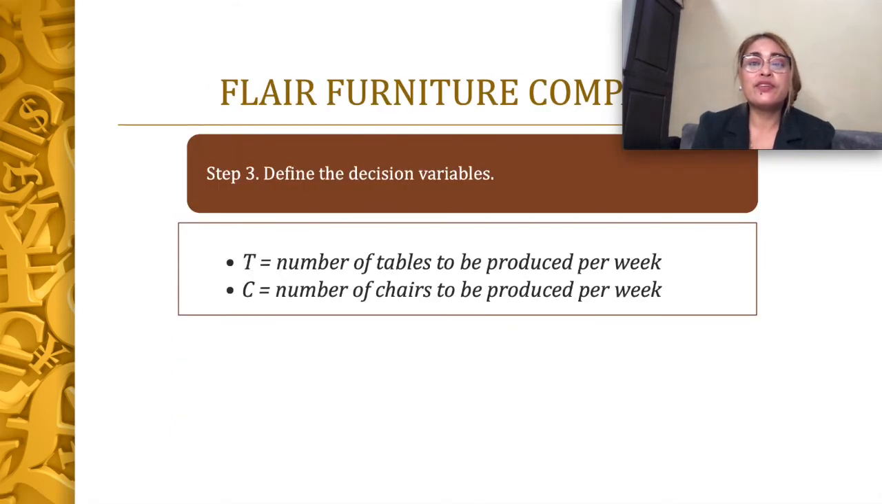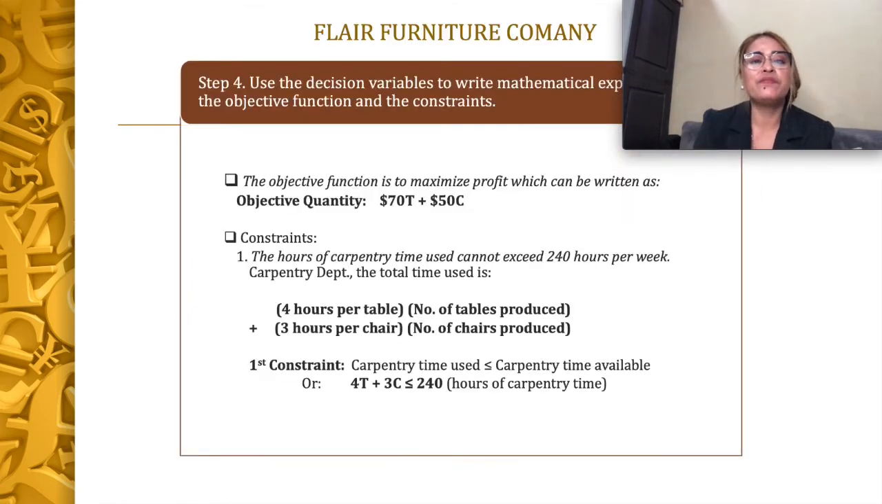Third step is to define the decision variables. Now, these are the quantity of the things we need to determine. We assign a variable for the number of tables to be produced per week. You assign T, and C is equal to the number of chairs to be produced per week. Now, after identifying the variables, we can now use this to write the mathematical expression of the objective function and the constraints.